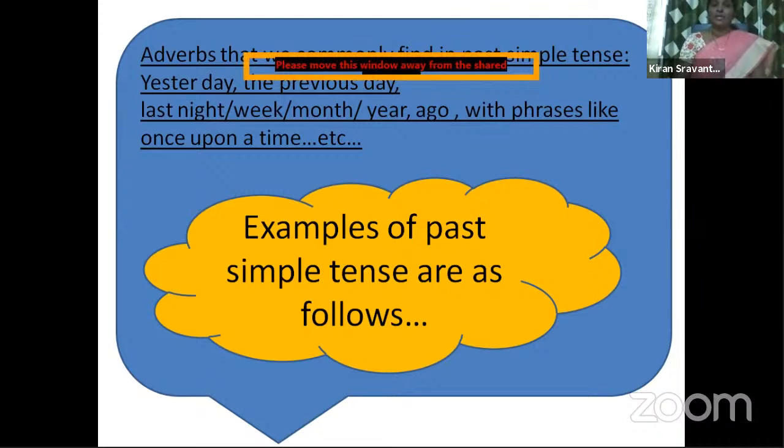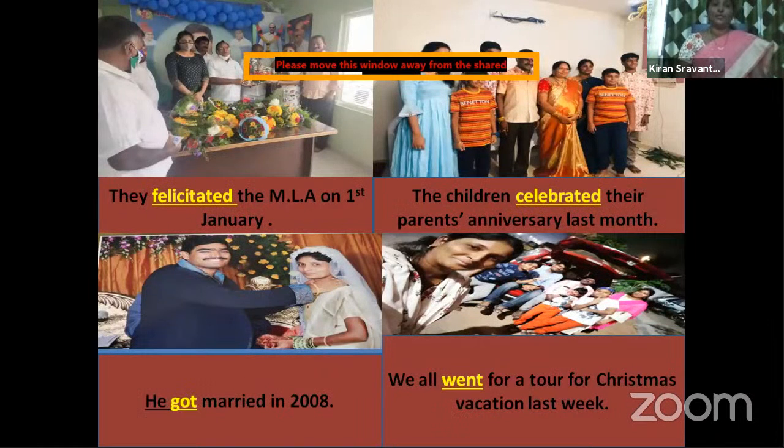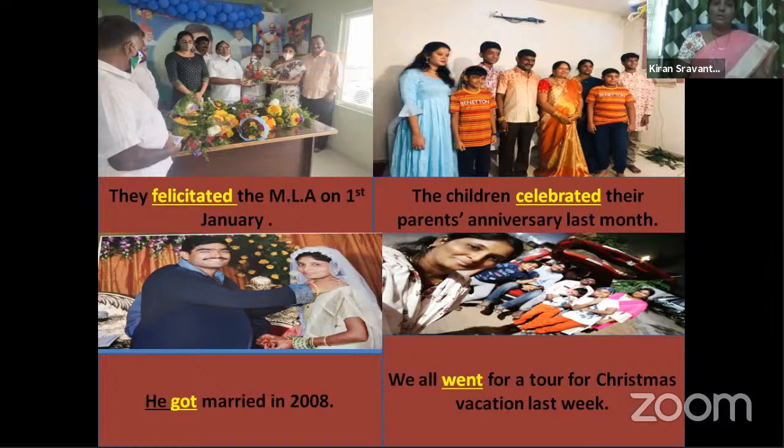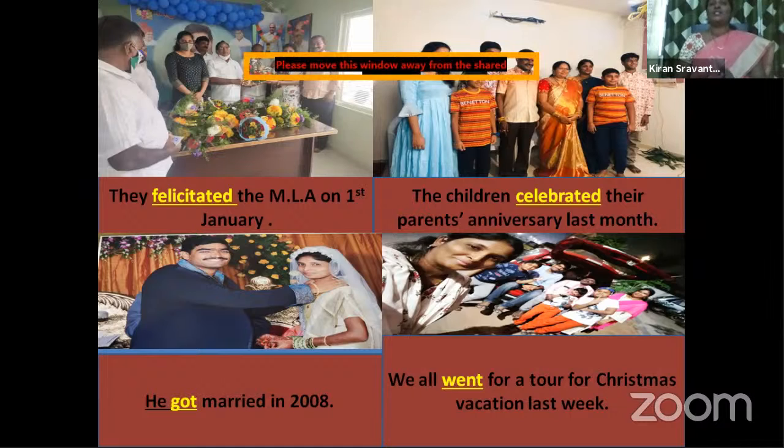So let's look at some examples of past simple tense. For example, looking at the picture, they felicitated the MLA on 1st January. 1st January is already a completed action. When we talk about a completed action, we should use past simple tense. So they felicitated. Coming to the verb forms: felicitate, felicitated, felicitated. And coming to V4, what is V4? The present participle, felicitating. But coming to past simple tense, we have already seen that we should use the subject and the V2 form of the verb, that is called the past form of the verb, then the object will come.